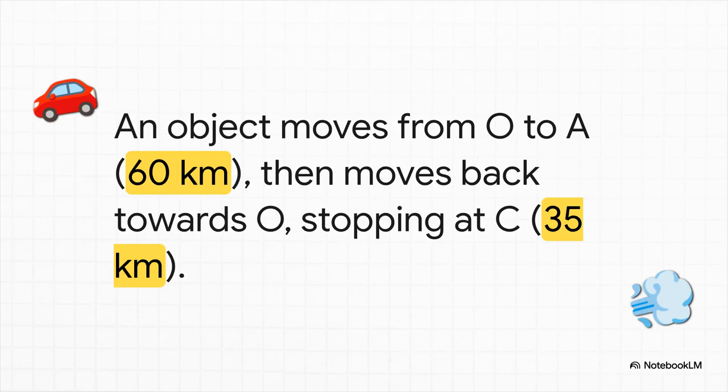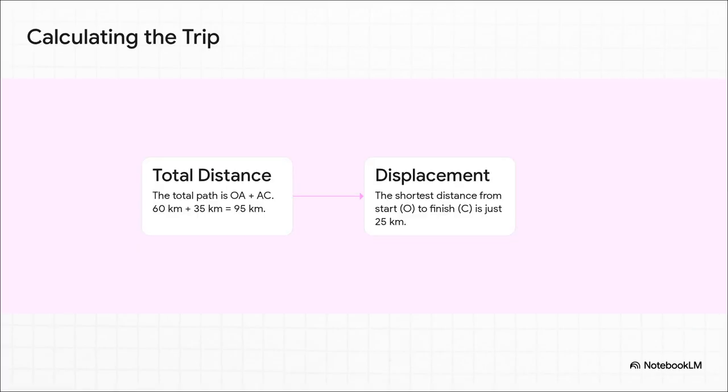To really see what I mean, just imagine this. A car starts at point O. It drives 60 kilometers out to a point we'll call A, and then it turns right around and drives 35 kilometers back, ending up at a spot called C. So, let's crunch the numbers. The total distance that car traveled is 60 kilometers out plus 35 kilometers back. That's 95 kilometers. A pretty long trip. But what about its displacement? Well, it only ended up 25 kilometers away from where it started. See the difference? It's huge.